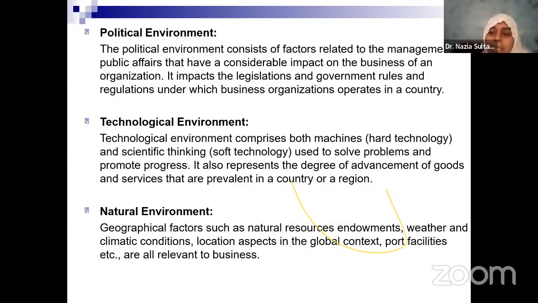Then the technological environment, where you talk about technologies which are hard in nature, tangible machines and so on, and technology which is soft, where you talk about scientific thinking and IPR, which are used in order to solve problems and progress. So you talk about the degree of advancement happening today. Most businesses are being done with the help of machines and software, where automation is being done, robotics is being engaged, and today you're talking about artificial intelligence. Every business is making use of artificial intelligence and has machine learning processes.